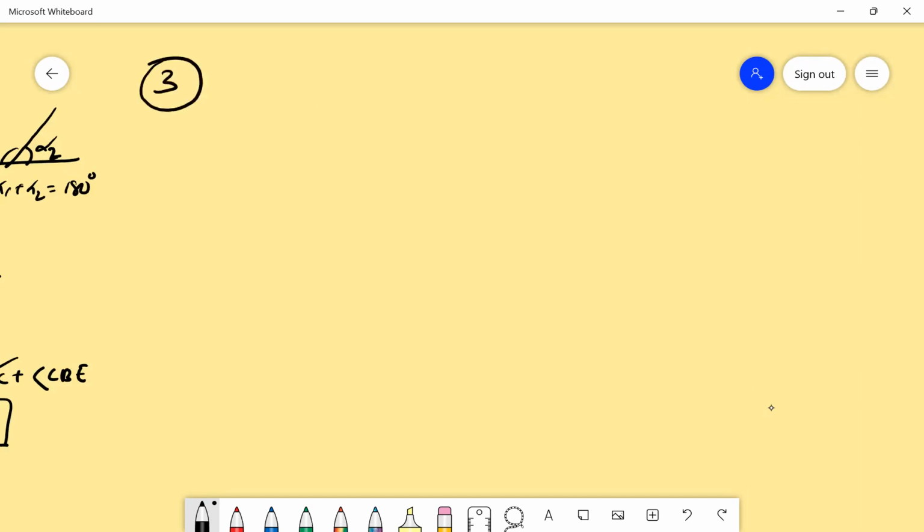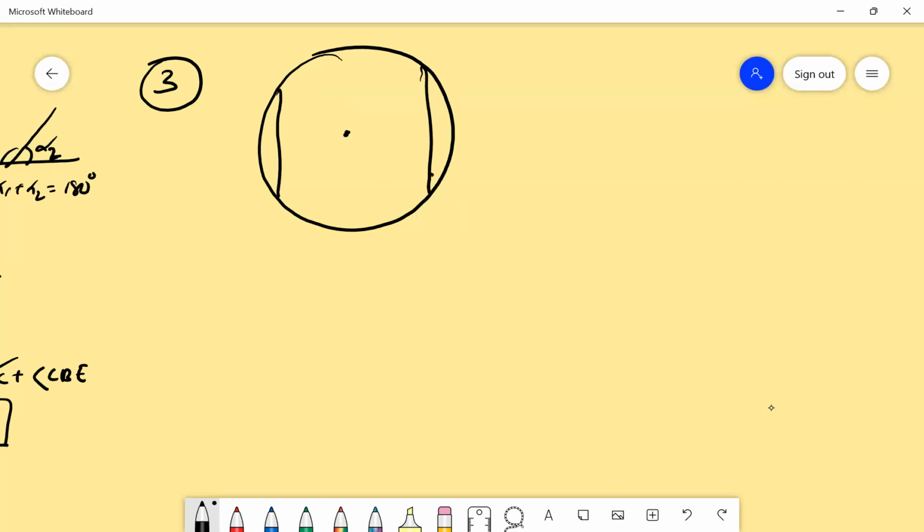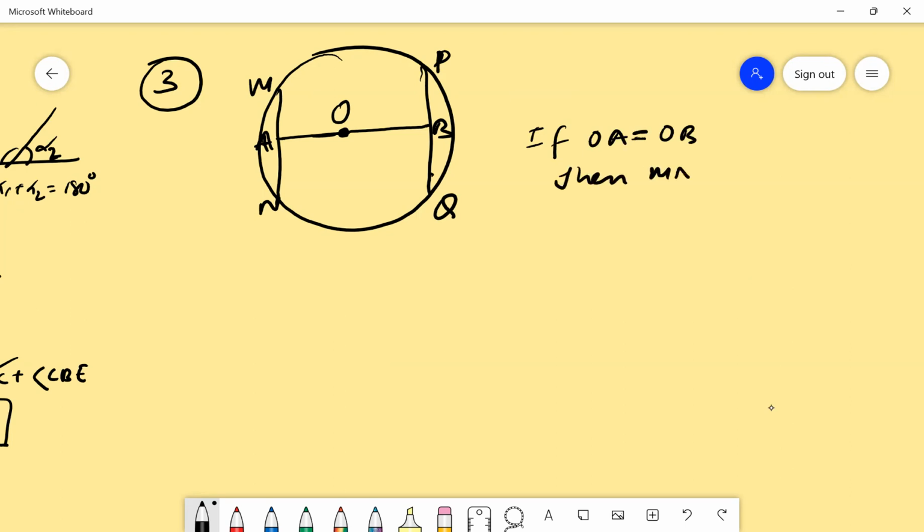The third property, you can say: draw a circle, and you can imagine the length of chords would be the same if they are situated at the same distance from the center. Suppose this is O, this is A, this is B. Suppose this is MN, this is PQ. So if OA equal to OB, then MN is equal to PQ.